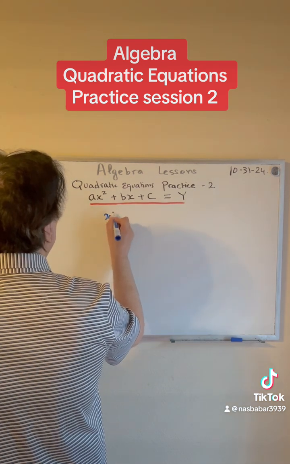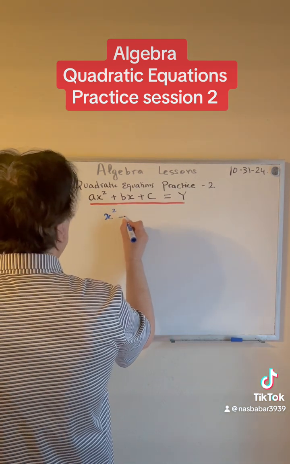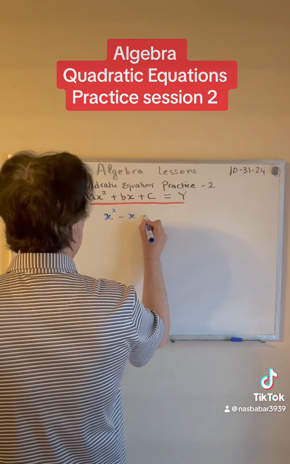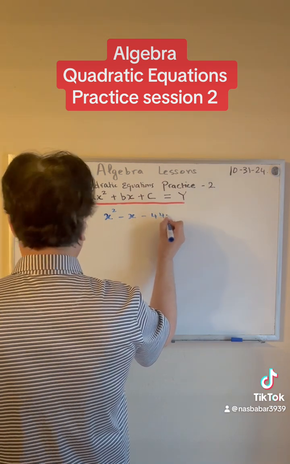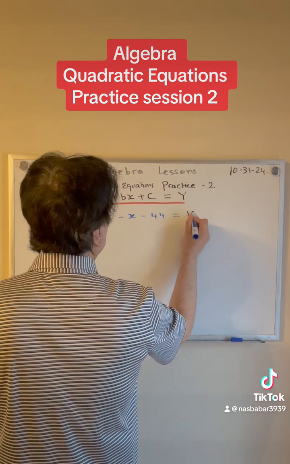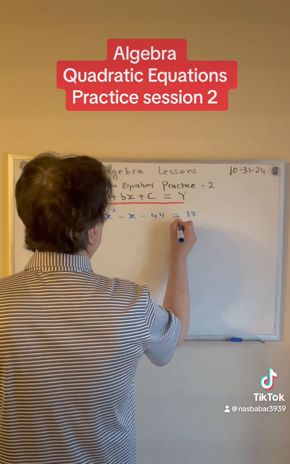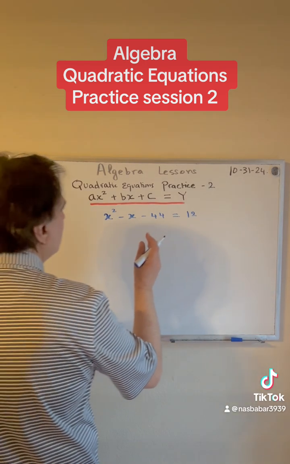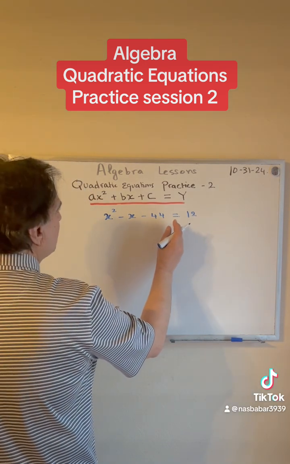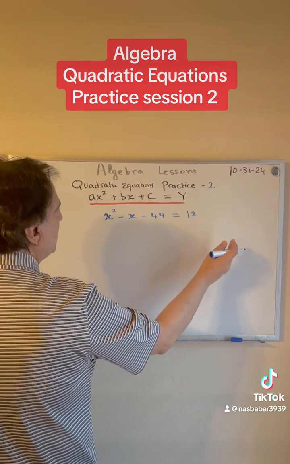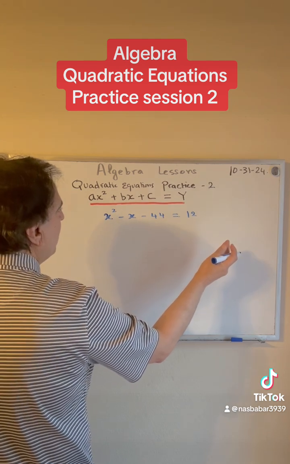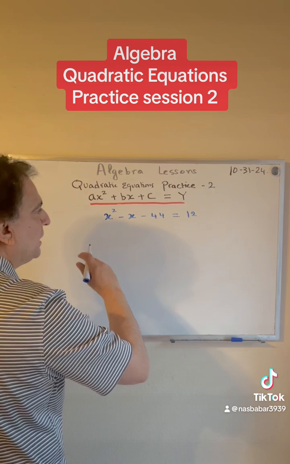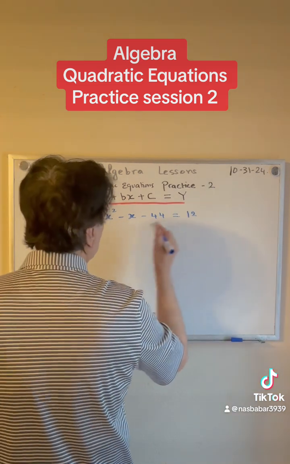Let's say x squared minus x minus 44 is equal to 12. Let's see if we can solve this quadratic equation and find the factors. I don't like numbers on the right hand side of the equal to sign, so I move everything towards the left so I only have 0 on the right hand side.